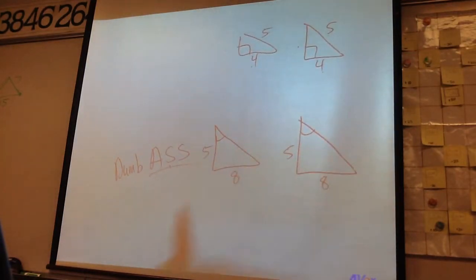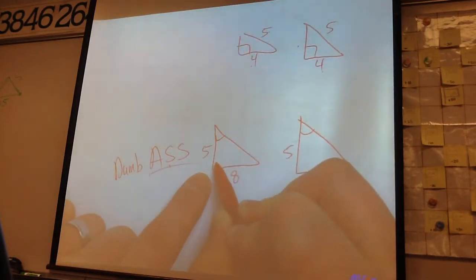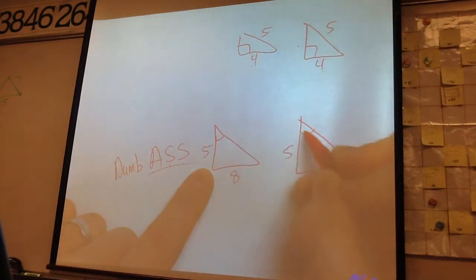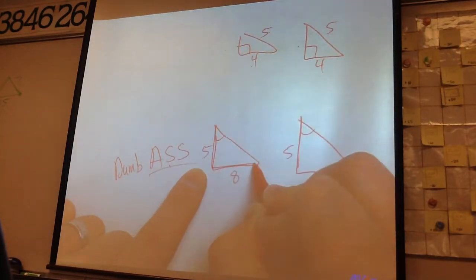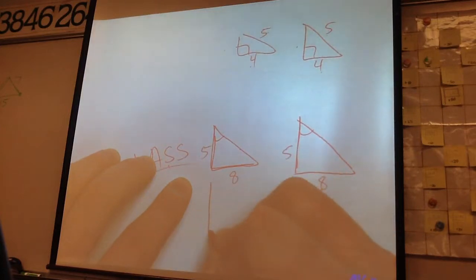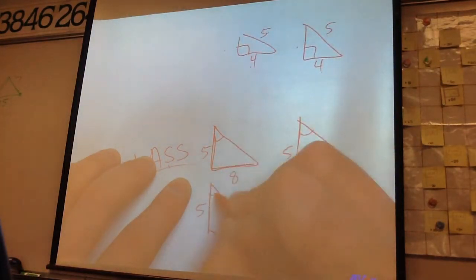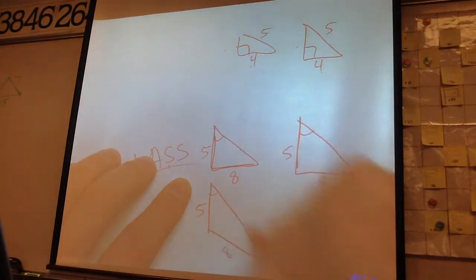Why doesn't it work though? Because there's not enough. We don't know anything about this angle or this side. This side could be 5 and this side could be 8, and I can change this angle and make it obtuse while still keeping that angle the same and changing the length of that side only.